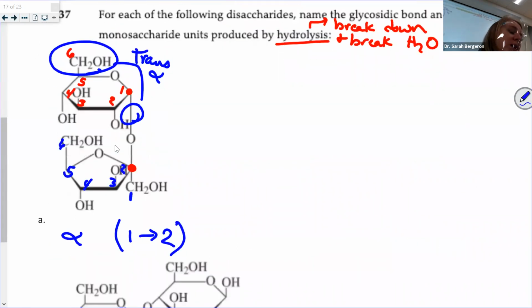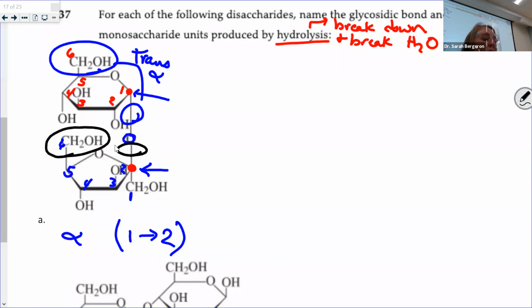Okay, we have 2 anomeric carbons, one right there and one right there. And do you see how they're both participating in the glycosidic bond? They're sharing this oxygen. So what do you think we need to add to our name? Is this cis or trans? This is cis. How do we call cis? Beta. So this is alpha beta 1,2 glycosidic bond.